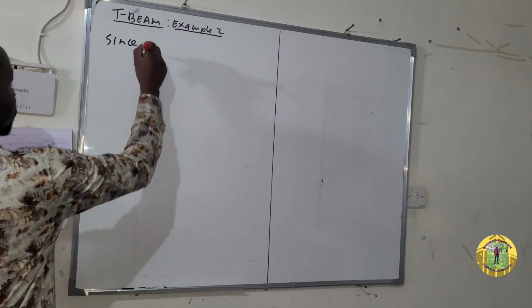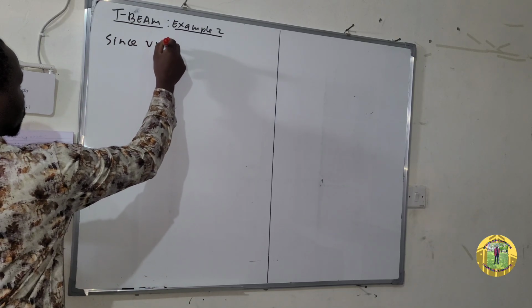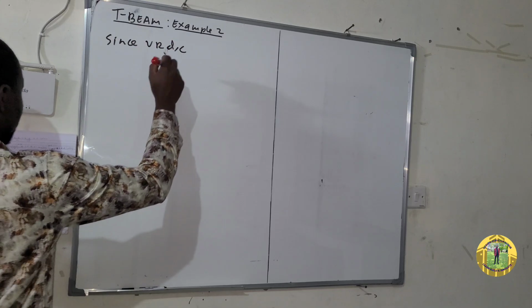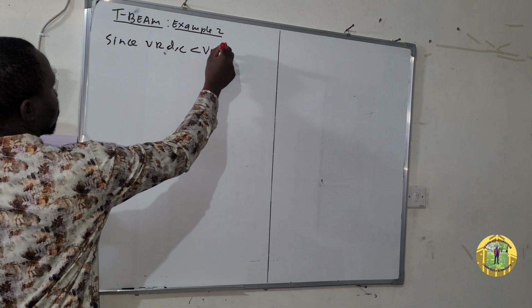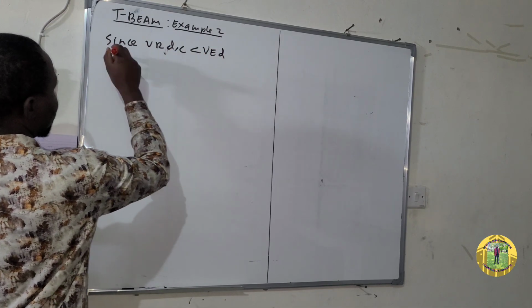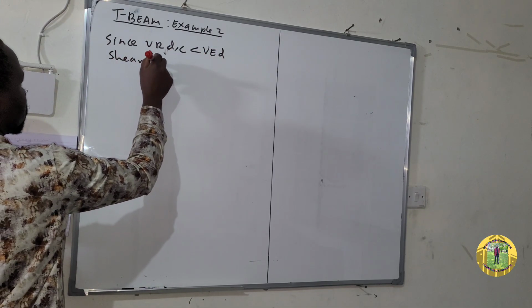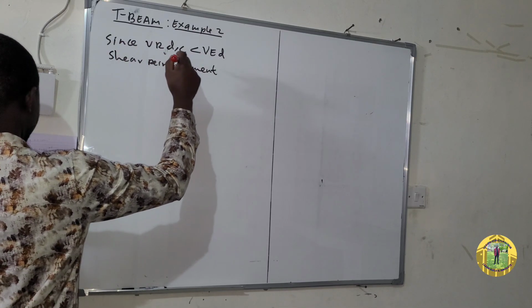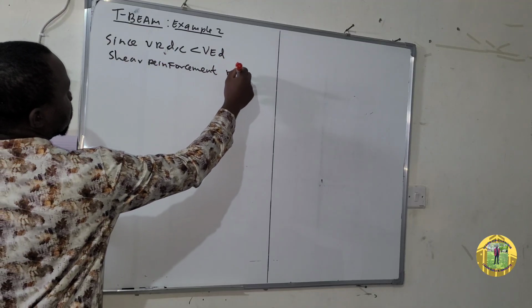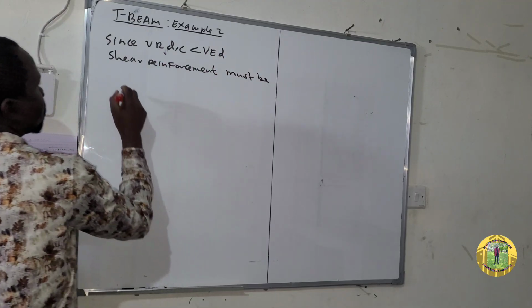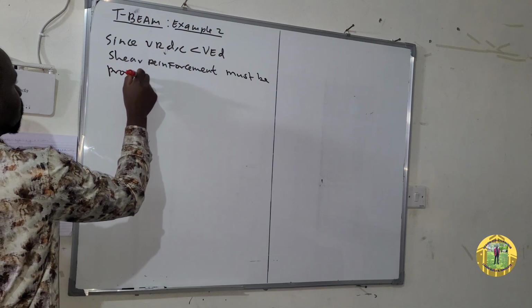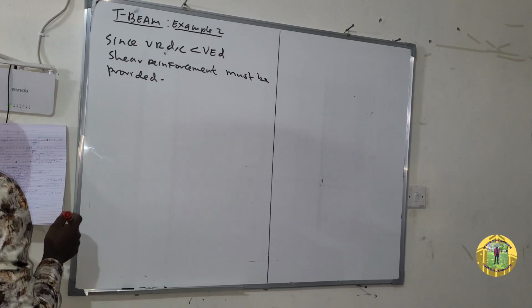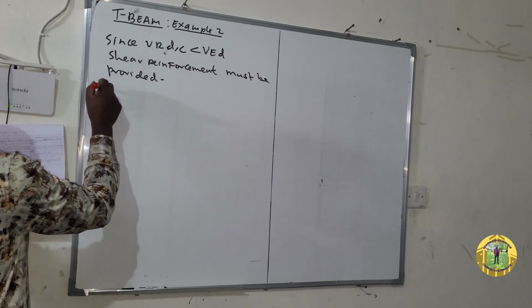Since VRDC is less than VED, shear reinforcement must be provided. Shear reinforcement must be provided. Now let's calculate the VRD max.